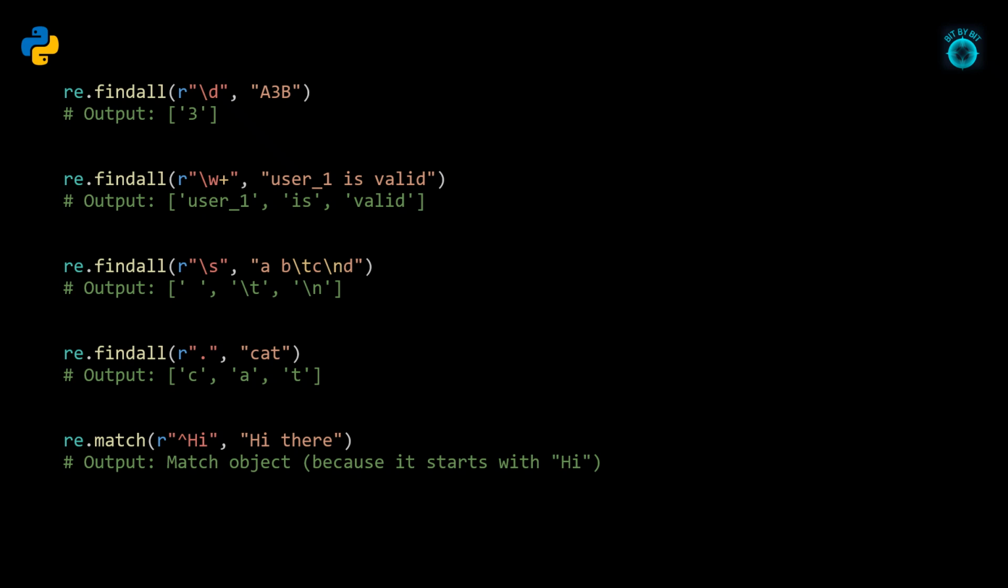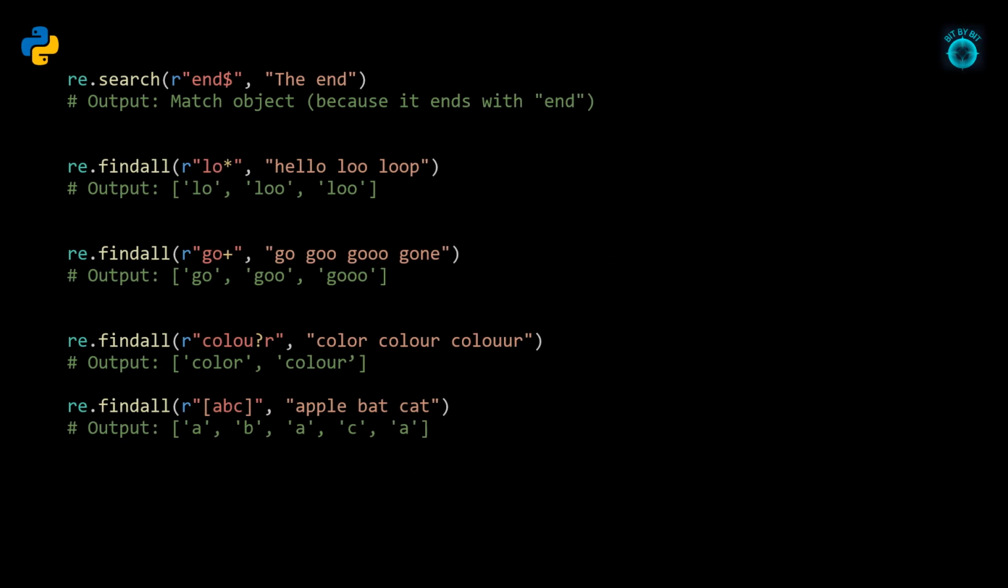The fifth example checks if the string starts with high. The caret symbol means start of string. Since the text begins with high, the result is a match. Let's look at some other examples. The first one checks if the string ends with end. The $ sign means end of string. Since the sentence ends with end, the result is a match.